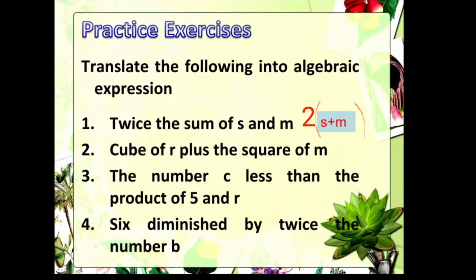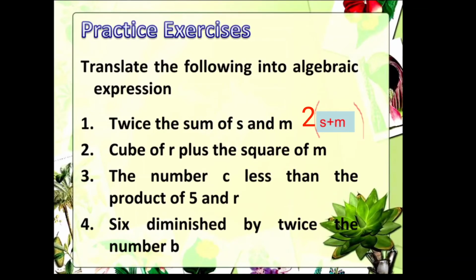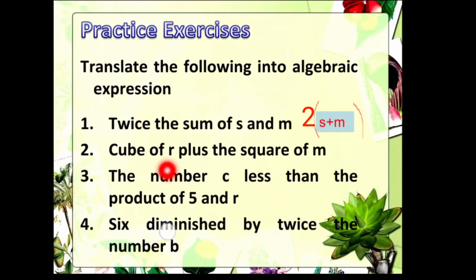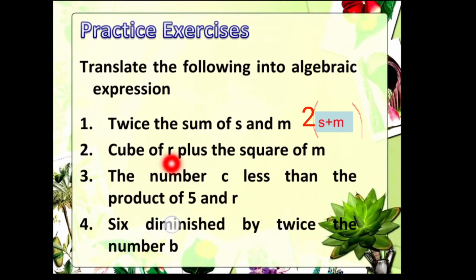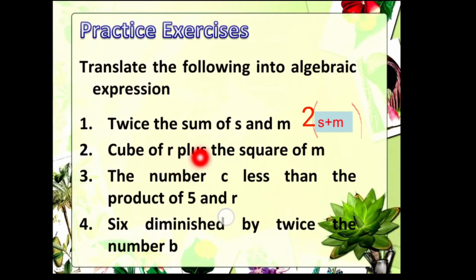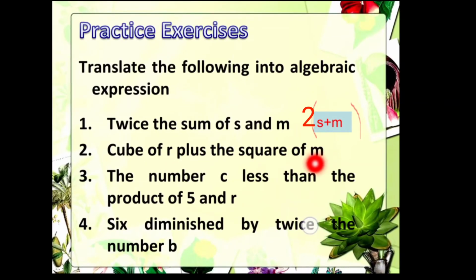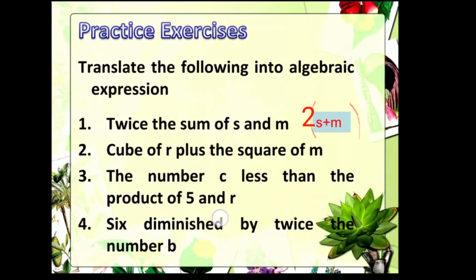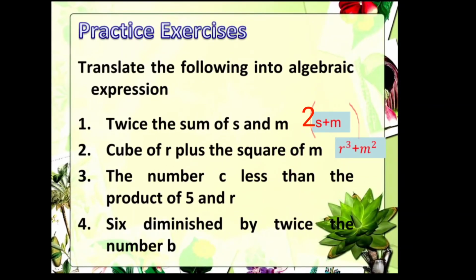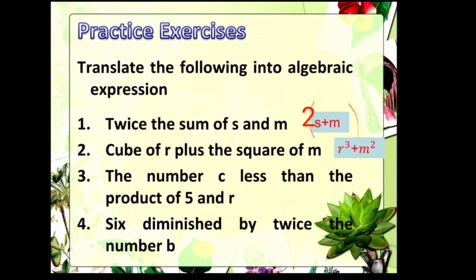Next, number 2, cube of r plus the square of m. In this case, you have to put 3 as exponent of r because of the word cube. Then square means you have to put 2 as exponent of m. Then you have to add them because of the word plus. Therefore, our answer is r cubed plus m squared.